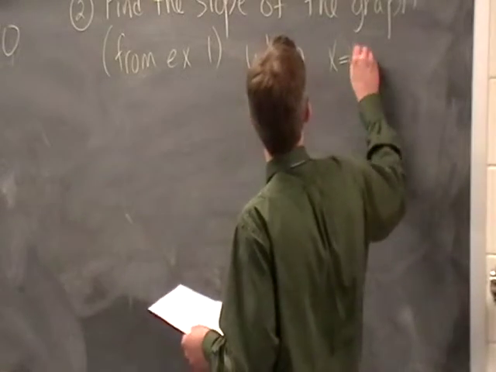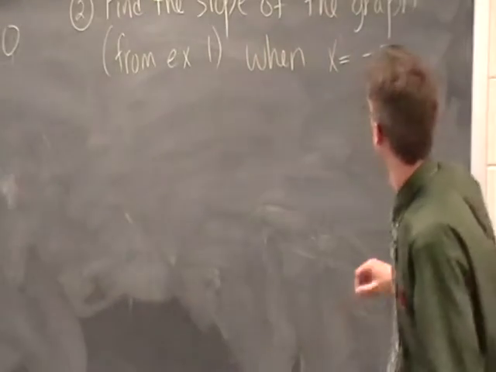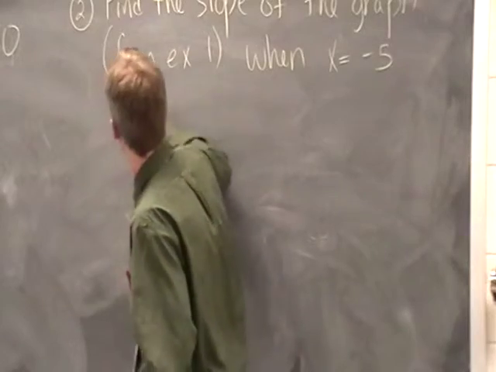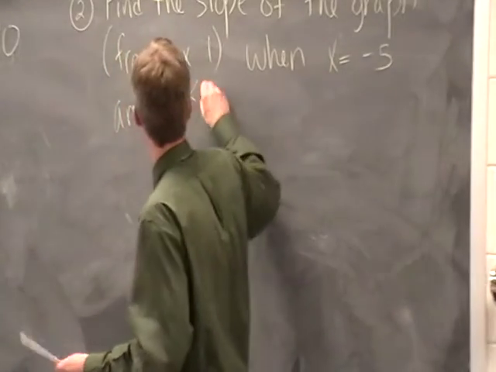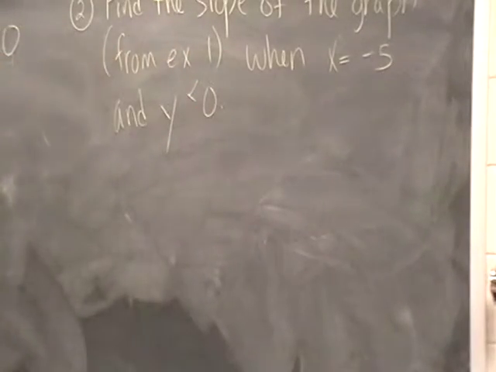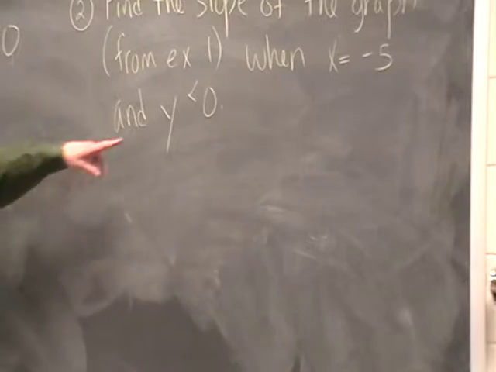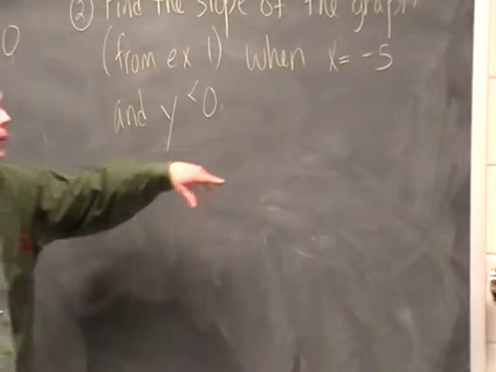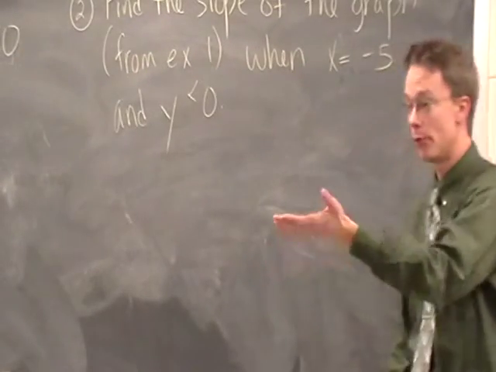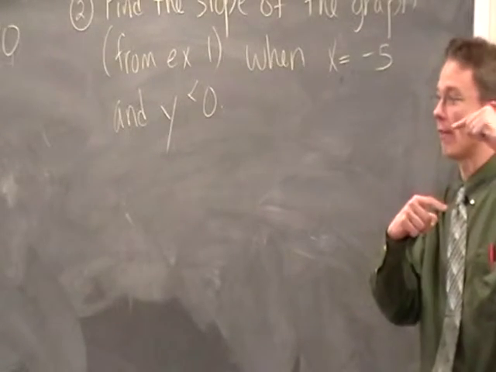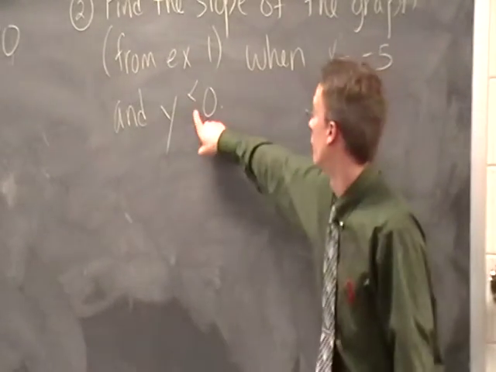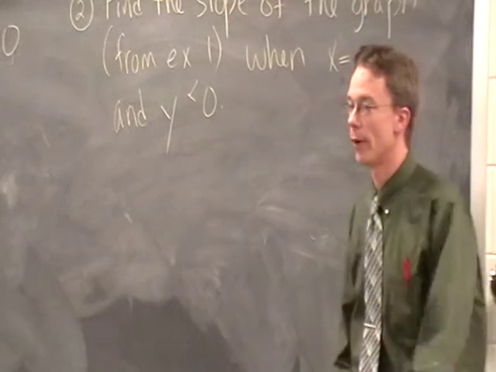Let's say when x is -5 and y is negative. So y is less than 0. That's a sideways parabola, isn't it going to have two slopes? Oh, no, no, you're right, and that's why I had to throw this at you. Because if I just said when x equals -5, there'd be two places where x is -5 on a sideways parabola. So I want the one that's below the x-axis.